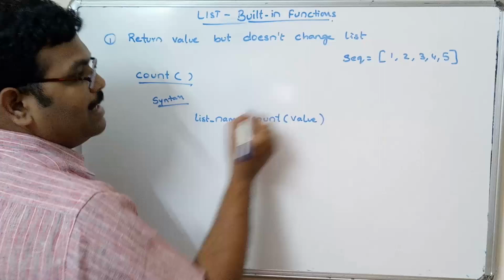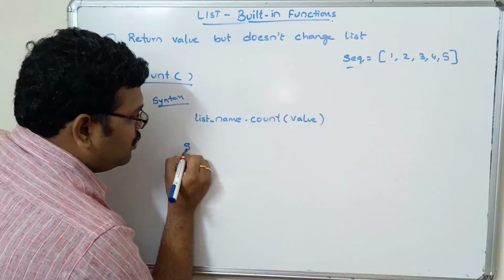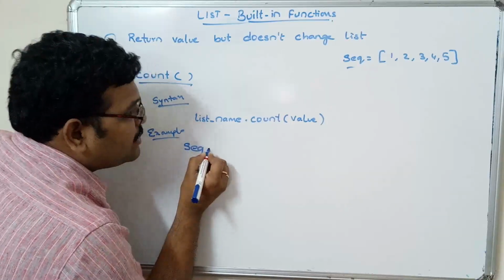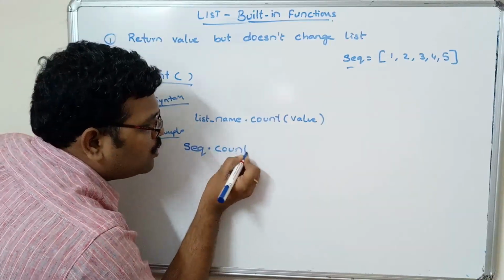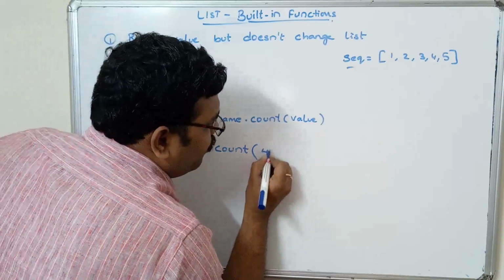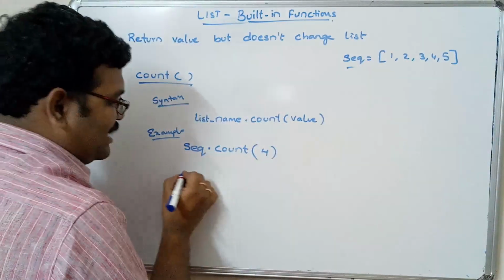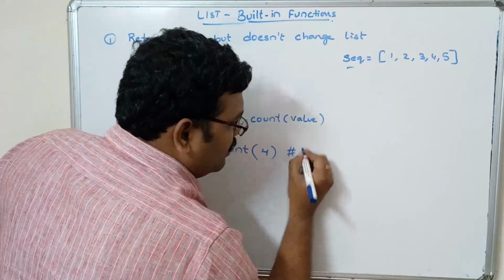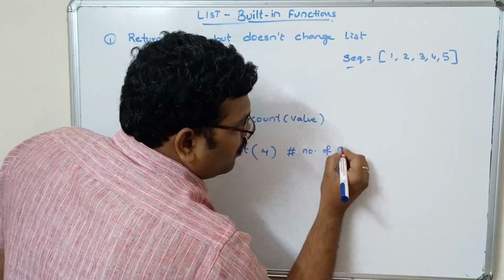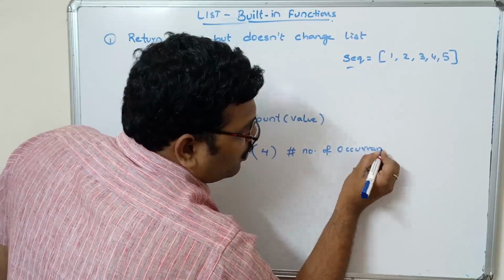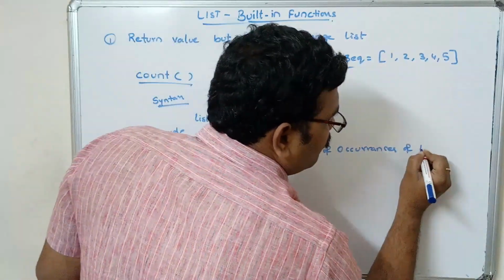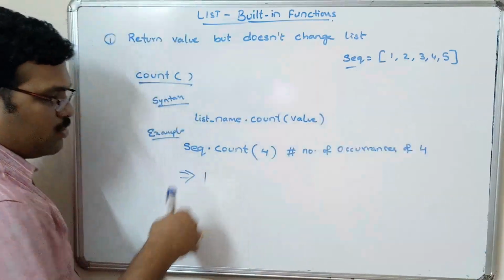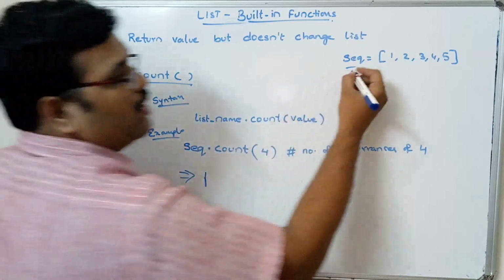Example, here the list name is sequence. So sequence dot count of, let it be 4. So this will return the number of occurrences of 4. How many times 4 occurs in this sequence? Only 1. So it will return the result as 1.